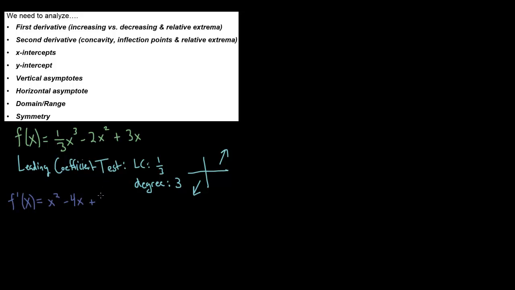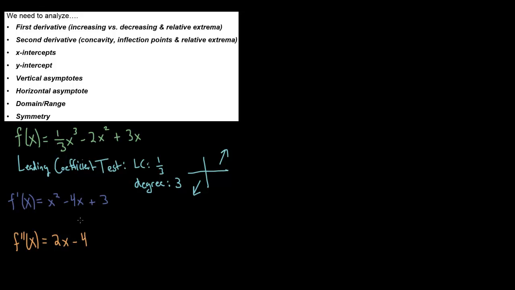Okay, so let's see here. Yep, x squared minus 4x plus 3. Now I'm going to go ahead and find f double prime while I'm here. F double prime of x, just differentiate all over again. So the derivative of x squared, of course, is 2x, and the derivative of -4x is -4.